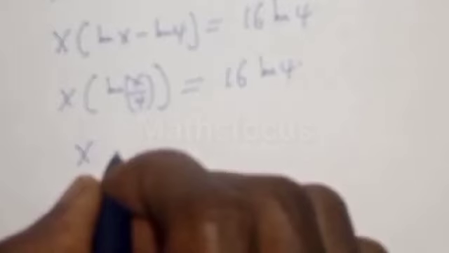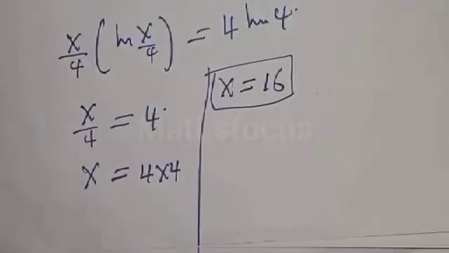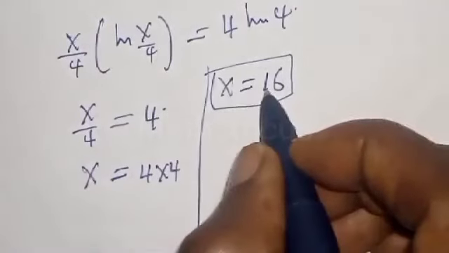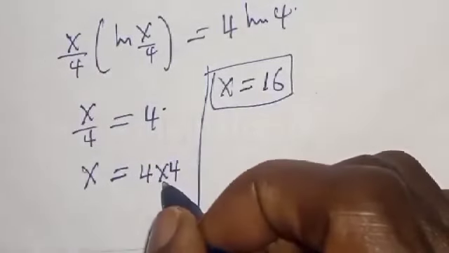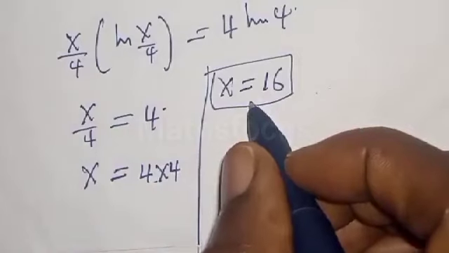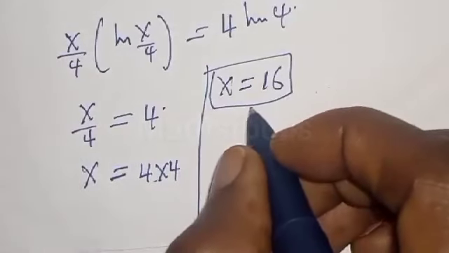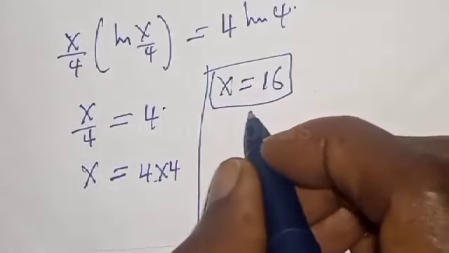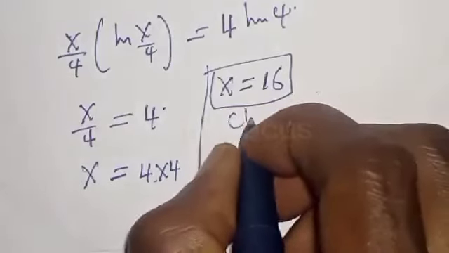Now, if we check this, then we will have x will be equal to 16. That is the value of x, so that is 4 times 4, that is 16. Now, we can check to confirm if our answer is right or wrong. Let's check.